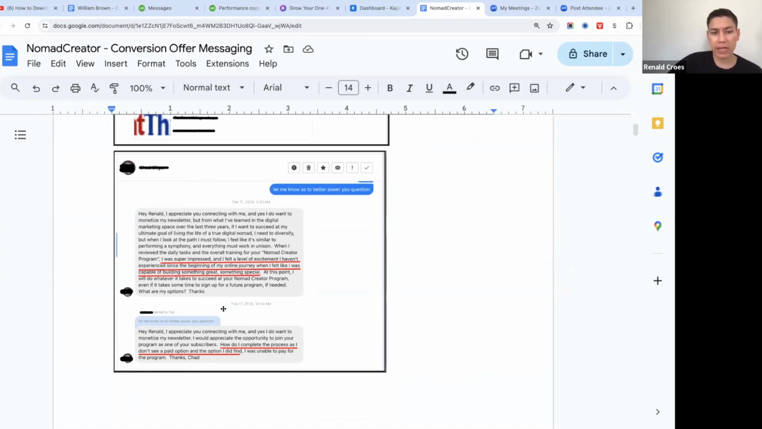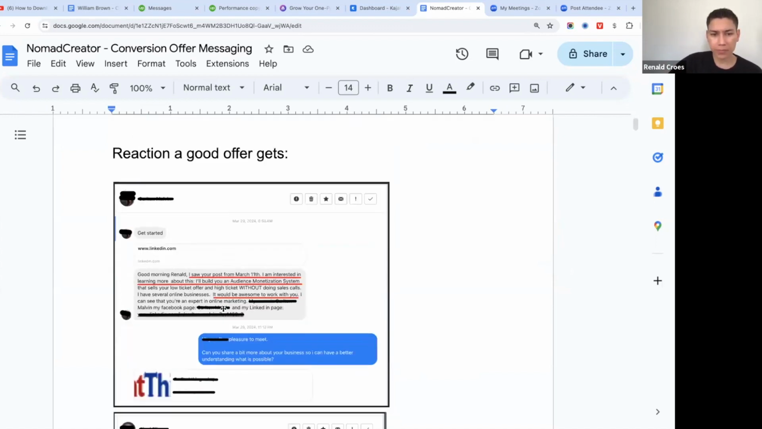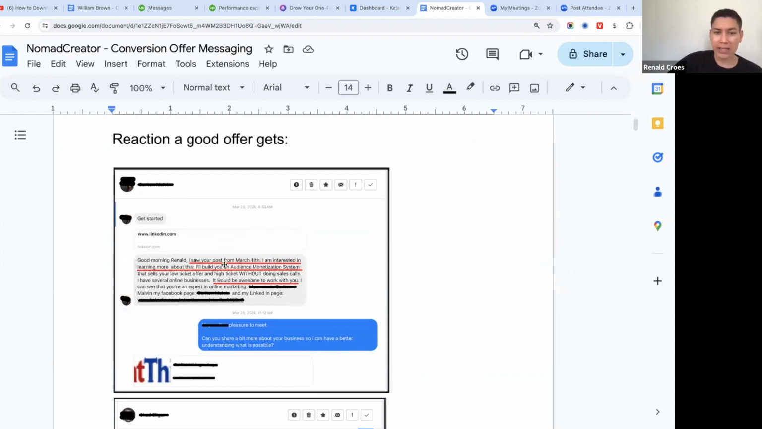So if you look at the feedback at the bottom, oh sorry, the one at the top, it says, I saw your post the 11th. And what does the post say? It said audience monetization system that sells low ticket offer and high ticket without doing sales calls. That is what the post says. And that is what the person repeats. Therefore, they want to buy.